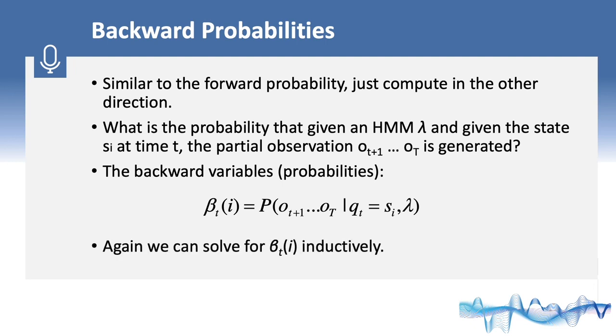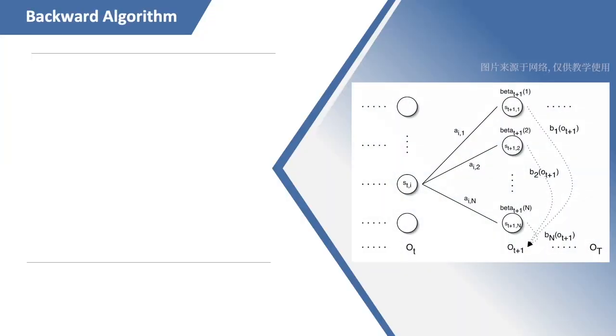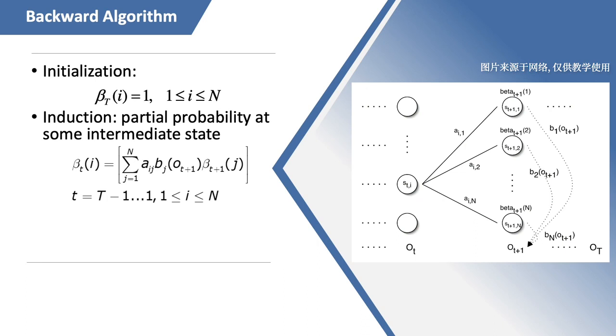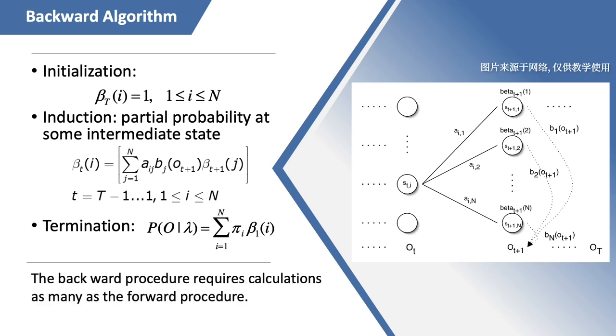Again, we can solve for beta t(i) inductively. To make this procedure work for t equals T minus 1, we arbitrarily define beta T(i) to be 1 in the initialization step 1. Then, we will have the induction backward until arriving at termination to get the probability P(O|lambda). The backward procedure requires calculations as many as the forward procedure.